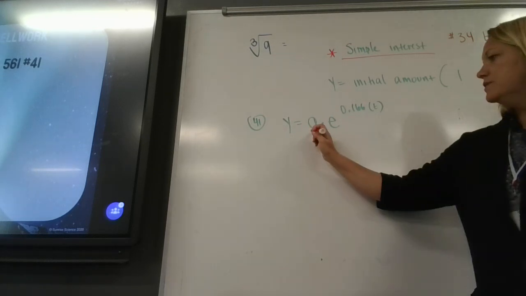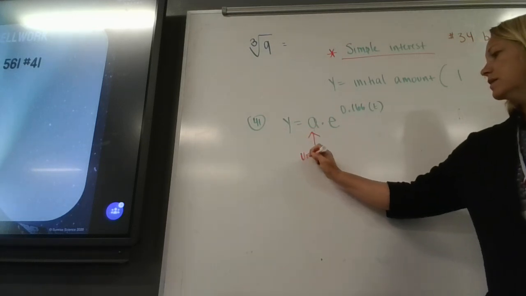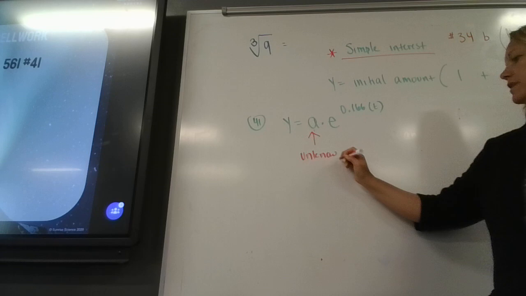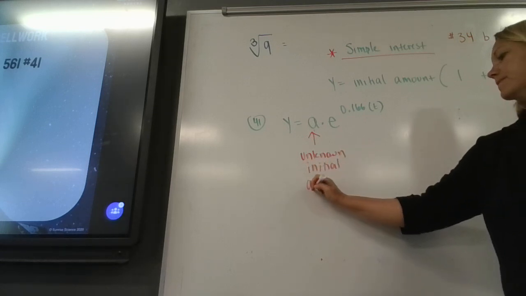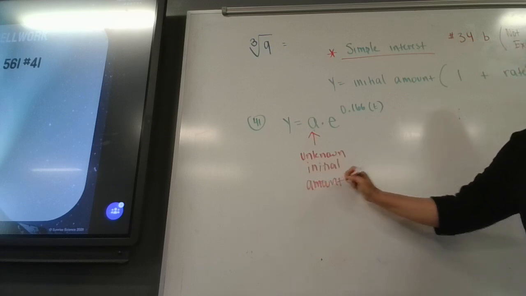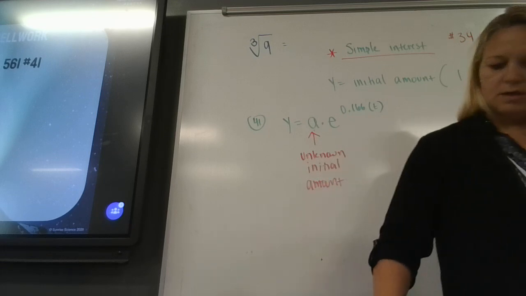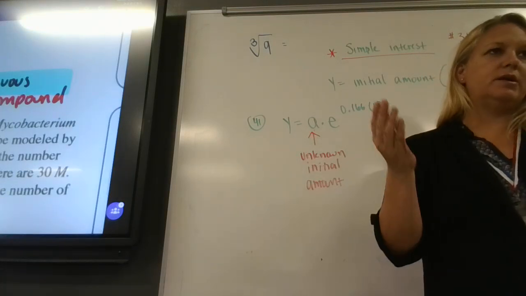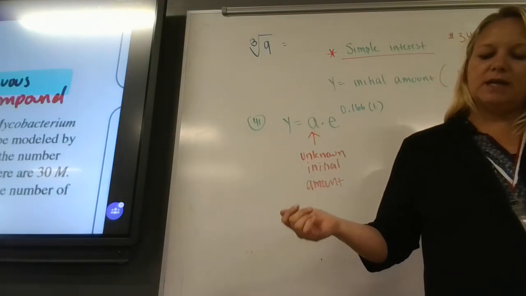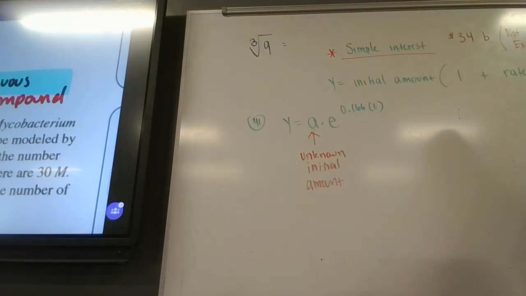So we're going to have to use something to figure out the initial amount. It says A is the number of bacteria at noon. It then says at 1 p.m. there are 30 bacteria. How many bacteria are there at 3:45? Well, we need to find A, so we're going to use the information they give us about 1 p.m.